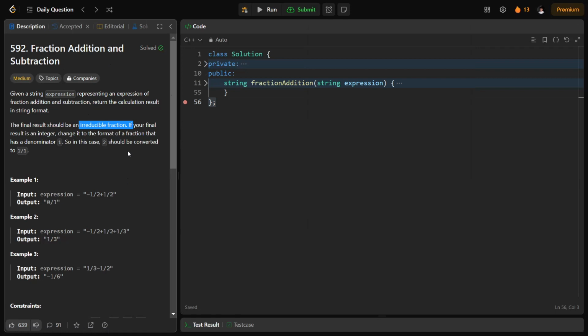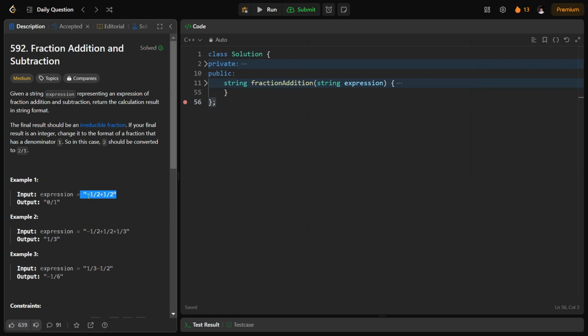And what is a co-prime? When do we call two numbers co-prime? When they do not share any common factor other than 1. If your final answer is an integer, change it to the format of a fraction. So even if we get a solid integer like 2, we just return 2 by 1. I hope you understand the question. Just pause the video if you don't, give it a good view, and let's get on to the test cases.